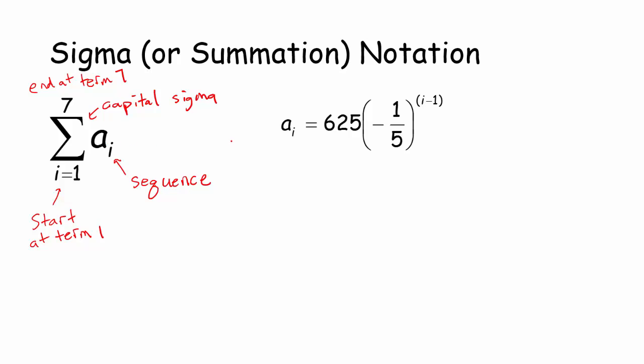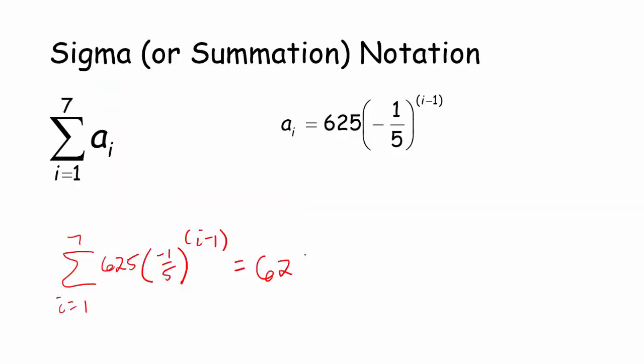So I picked a particular sequence here for A of i. Here we go. And let's work out what this sum would be. So we are evaluating the sum from the first term to the 7th term of A of i. I'm just going to write the explicit form right here. That's what A of i is. So the first term would be 625, followed by, I'm going to add, the next term is negative 125, and the third term is 25. The fourth term is negative 5. The fifth term is 1. The sixth term is negative 1/5. And the 7th term is 1/25.